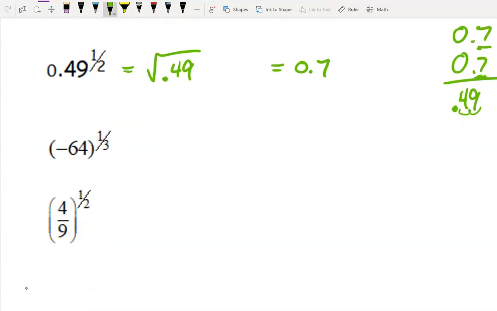Okay, next one. The power of 1/3 means the cube root of -64. Notice I have to put the negative inside the radicand because there are brackets around the -64. And what is the cube root of 64? It's 4. What's the cube root of -64? -4.